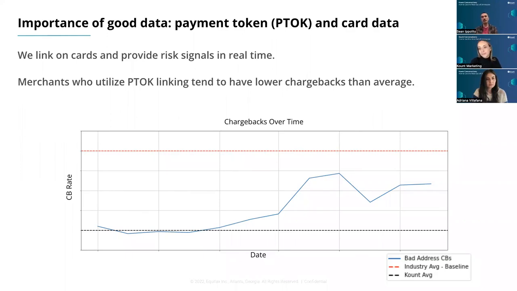And then we have a population of merchants who are underutilizing payment token linking because they don't send us card. This population of transactions starts at a regular low level of chargebacks. Then there was a fraud attack resulting in higher chargebacks than average due to the susceptibility. While still performing significantly better than the industry average, they could do better.